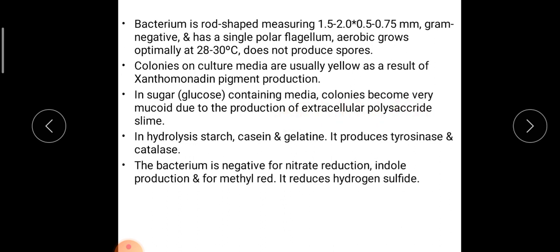Okay, it can hydrolyze starch, means amylase positive. It can hydrolyze casein, means caseinase positive. It can hydrolyze gelatin, means gelatinase positive. It produces tyrosinase as well as catalase, means catalase positive again. The bacterium shows negative for nitrate reduction, indole production and methyl red, and it reduces hydrogen sulfide, means H2S test also shows positive.